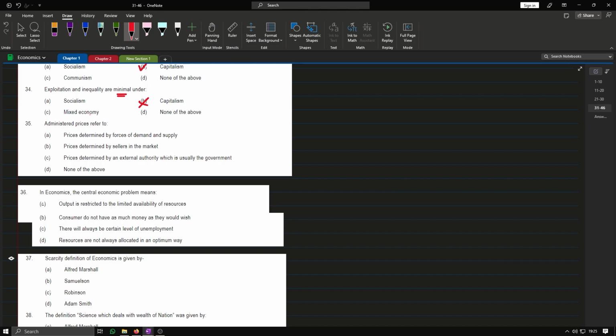In a mixed economy, since both private and public entities exist, it is not minimal. In socialism, everything is publicly owned. So the exploitation and inequality are very, very minimal in socialism.